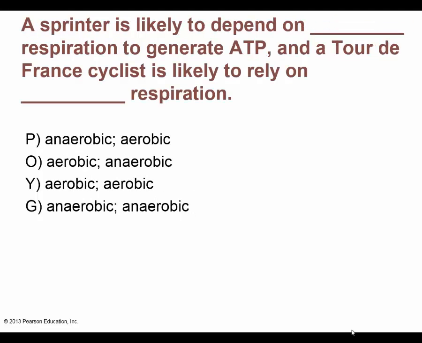A sprinter is likely to depend on what type of respiration to generate ATP, and a Tour de France cyclist is likely to rely on what type of respiration? Sprinter, anaerobic, really fast energy, short periods of time. Tour de France, when you're biking for hours and days, needs aerobic respiration.